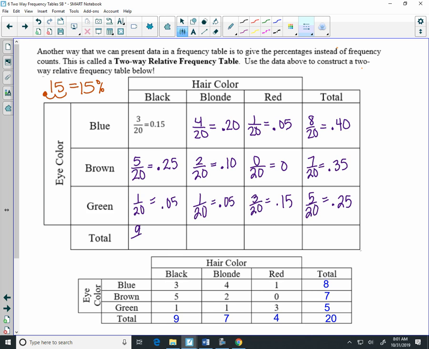Our bottom totals here, 9 over 20 gave us 0.45. 7 over 20. 4 over 20. And here, that would be 20 over 20. That total cell should always be 100%. That's the total of your totals, so it should be everybody. We can add up 0.4 plus 0.35 plus 0.25, and you should get 1. So the totals still work the same whether you're making the fractions or adding up the totals. Here, 0.25 plus 0.1 is 0.35. So you can do the totals based on the fractions, or you can do the totals based on adding up your totals.